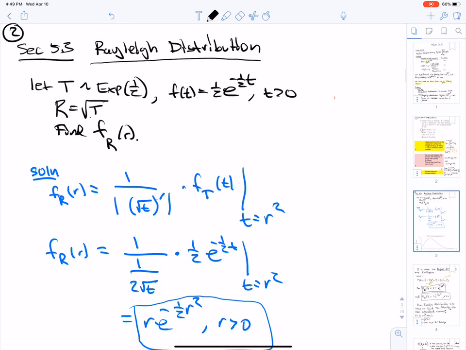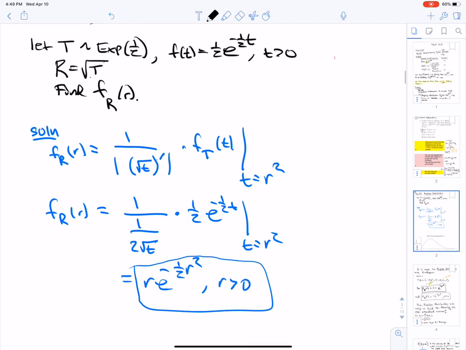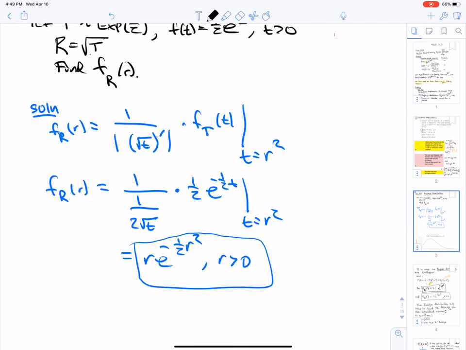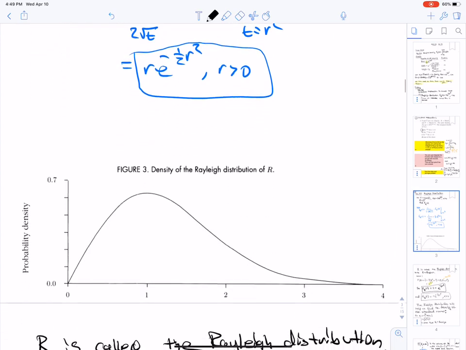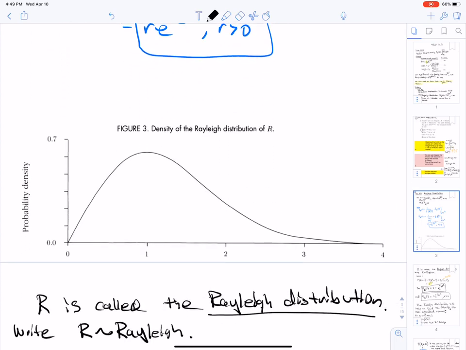Onto the Rayleigh distribution. So let T be exponential 1/2. This has the density 1/2 e to the minus 1/2 t. The Rayleigh distribution is defined as the square root of T. So as an exercise in the change of variable rule, I asked you guys to find the density, and you did that beautifully. You can see that the density is r e to the minus 1/2 r squared for r greater than 0.